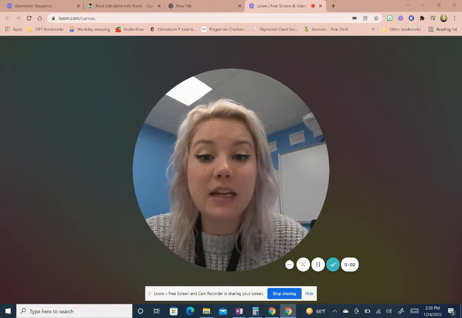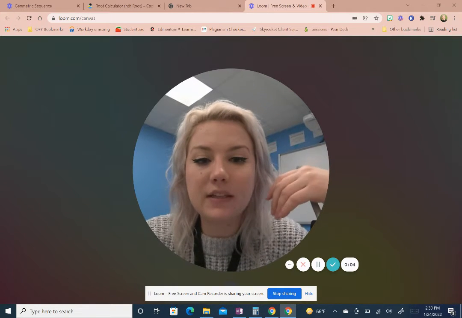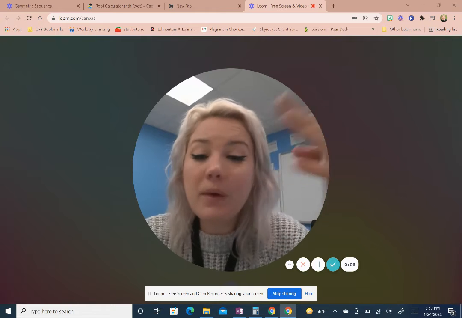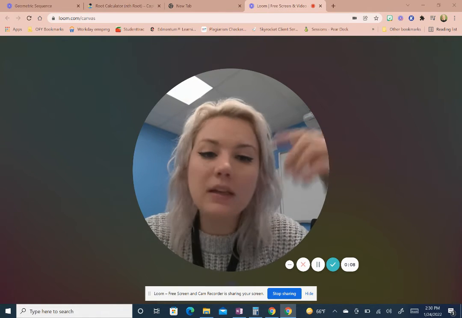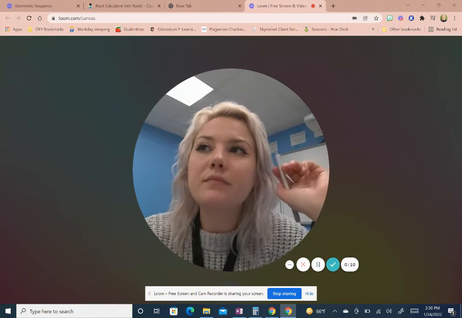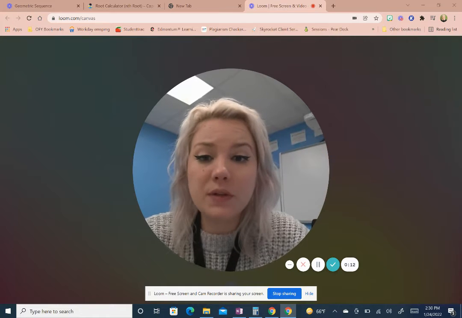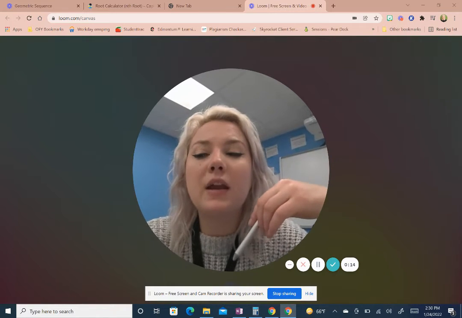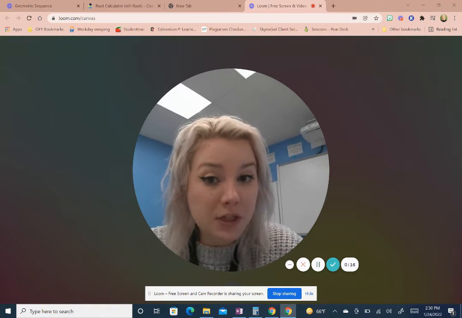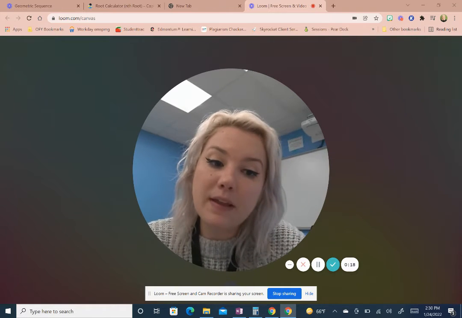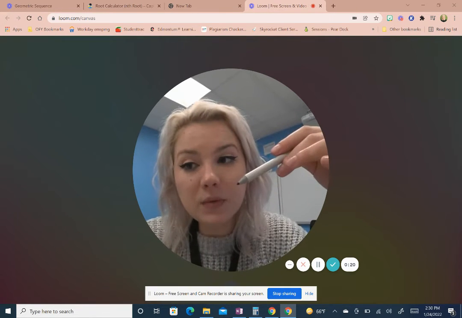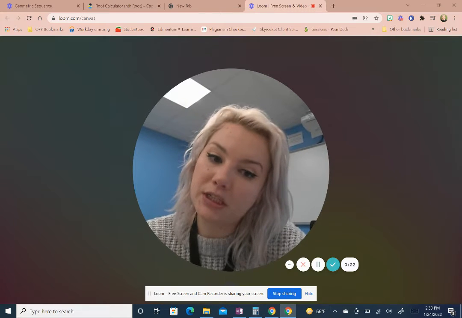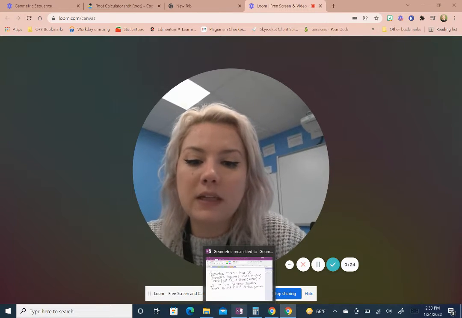Hey guys, so tied in with our geometric sequence is our geometric mean. So basically the same as our arithmetic mean, but we're going to use our formula from the sequence and we're going to find our common ratio now instead of a common difference, and we're going to find the missing terms. So very similar to what we did for arithmetic mean, but we're going to change it to the geometric mean. So let's take a look at the notes.